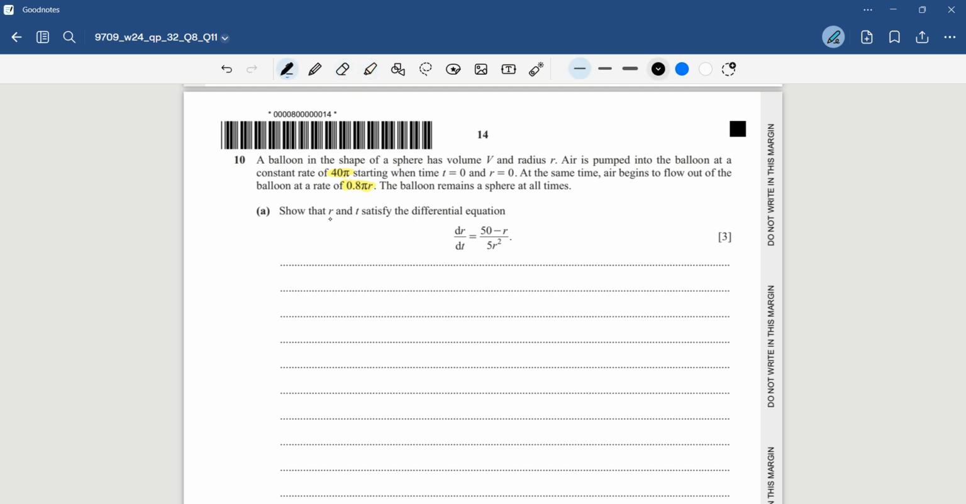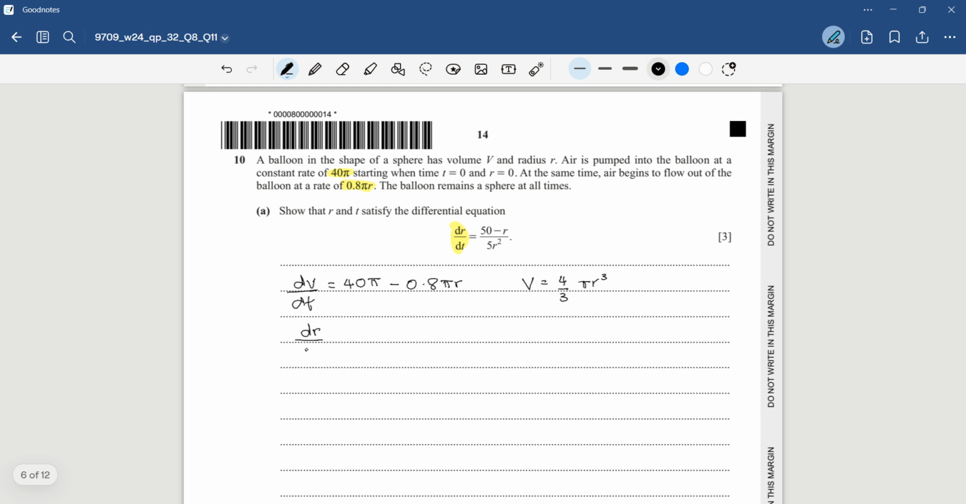So my dV over dt, because it's going in at a rate, pump in will be 40 pi, and since it's going out, minus 0.8 pi r. dV over dt is this. And then the volume formula for a sphere is 4 over 3 pi r cubed. You must know this. They ask you to find dr over dt.